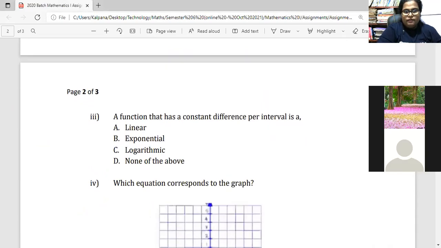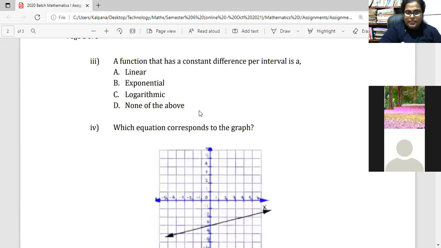Here, a function that has a constant difference per interval. Here, constant difference per interval means you have to consider per interval means the one interval in the x-axis, and it is given that per one interval there should be some constant difference in the graph in the y-axis, right?